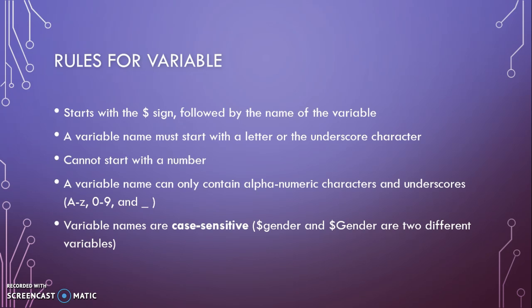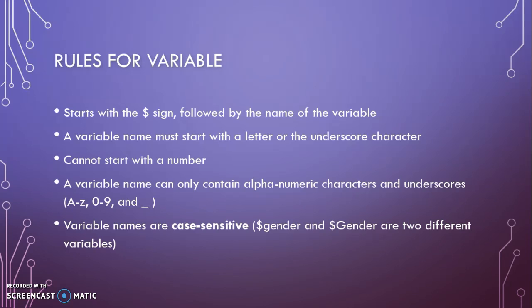There are a couple of rules for writing a variable for it to work properly in PHP. First off, you need to start with a $ sign. In this language, we don't use var, just a $ sign, and you follow it with the name of the variable. Don't have any spaces, but you can have an underscore. The variable must start with a letter or, like I said, an underscore character. It cannot start with a number.